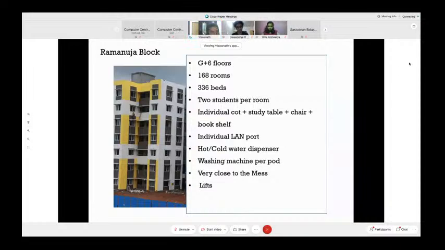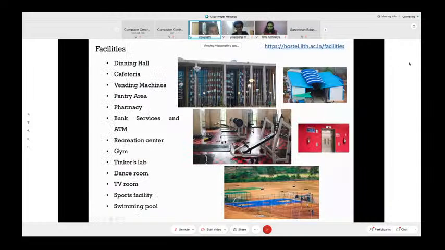We also have different facilities, for example this. Excuse me, sir. You're requested to wrap it up in the next 1 minute. Sure. So we have different facilities. This is the mess facility. This is the cafeteria. We have a gym, we have lifts, and we have a sports complex.